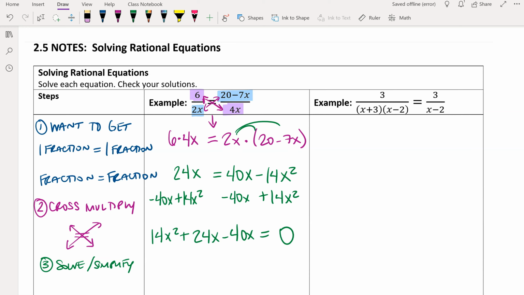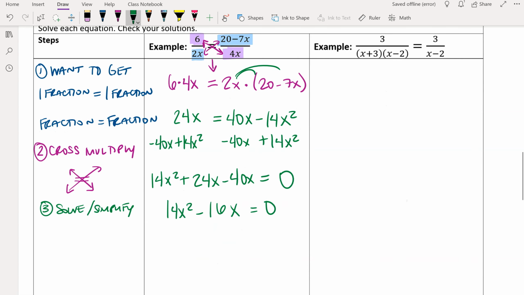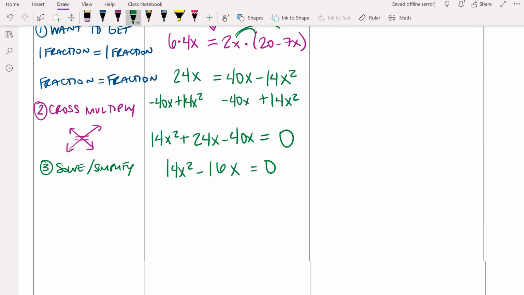Okay, good. We have one side equal to 0. So we're almost ready to factor. We can simplify the left-hand side. What can we do here? 24x minus 40x. That would give us negative 16x. Okay, so let me go ahead and write that down. We have 14x squared minus 16x equals 0. Sweet, we're ready to factor now. So what kind of factoring can I do on this left-hand side?